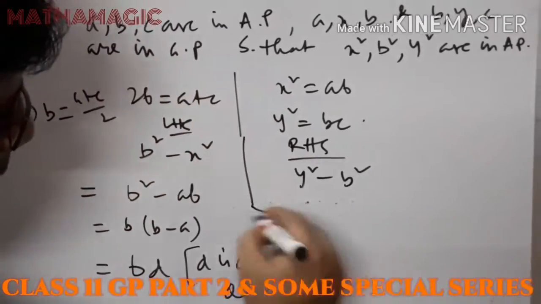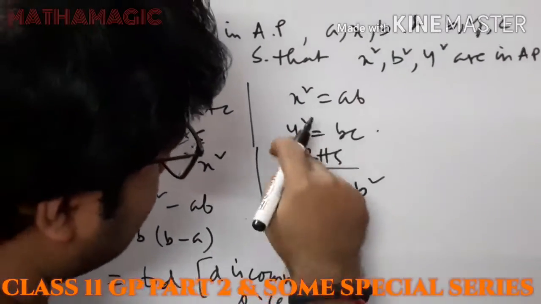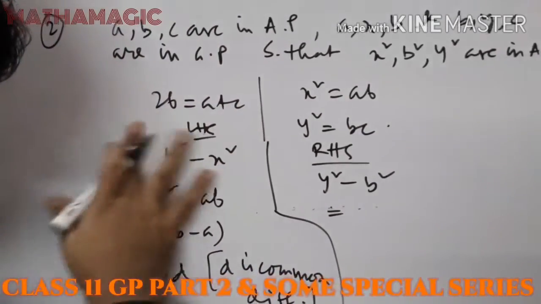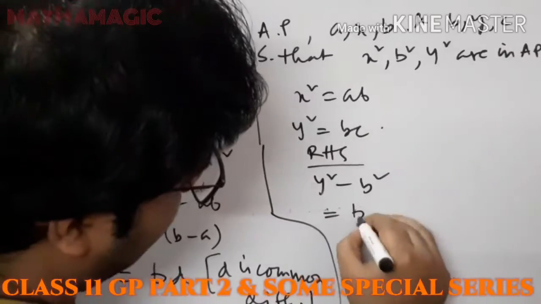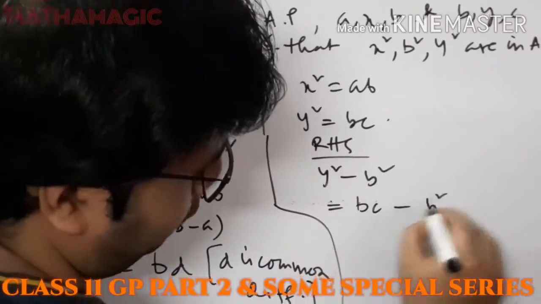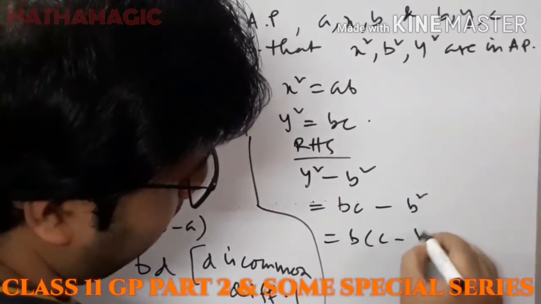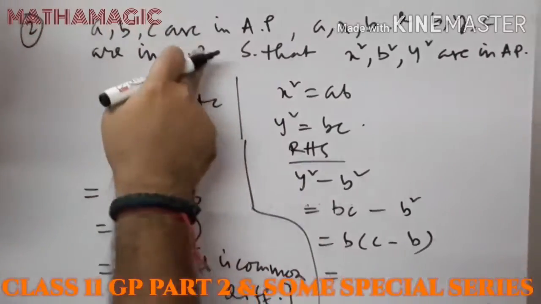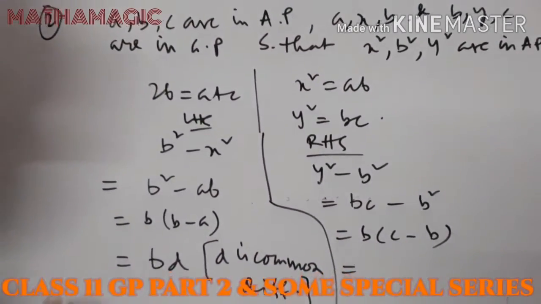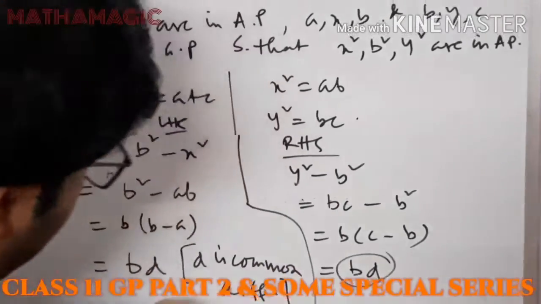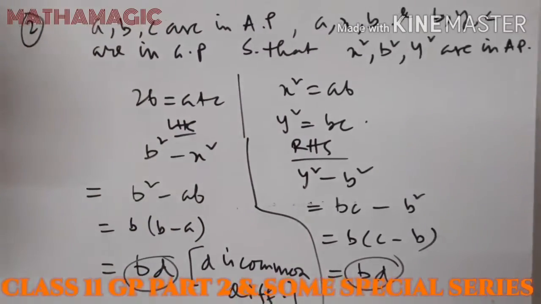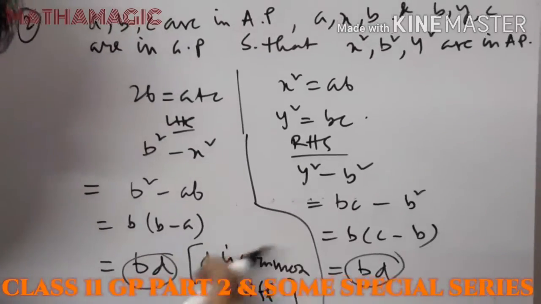Now in the RHS, no need to calculate the value of b. In case of y square, we will just put the value, that is bc minus b square. If we take b common, it will come as c minus b. As a, b, c are in AP, c minus b will be the common difference, that is d. So it is also bd. So you see that both the values on LHS and RHS are bd. So both the values are equal.